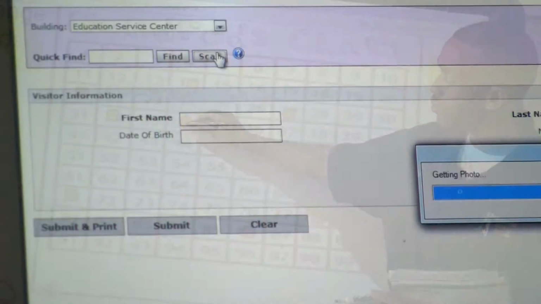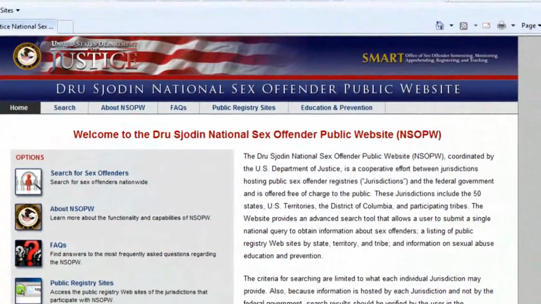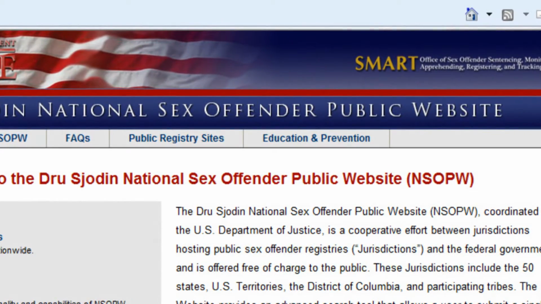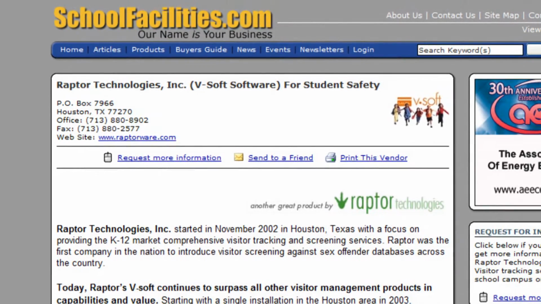Raptor software checks your name and your birth date on your driver's license and compares it to the National Sex Offender Registry. This is the only information scanned from your license. The registry is updated weekly by Raptor staff in Texas.